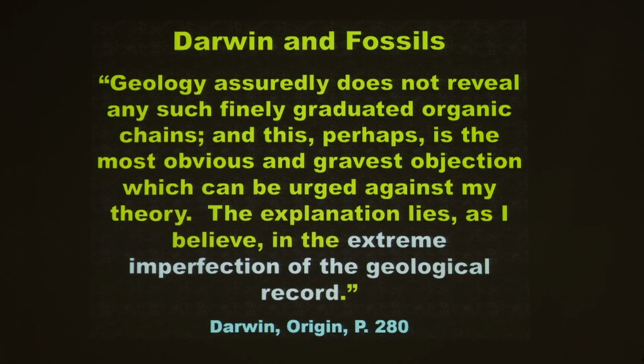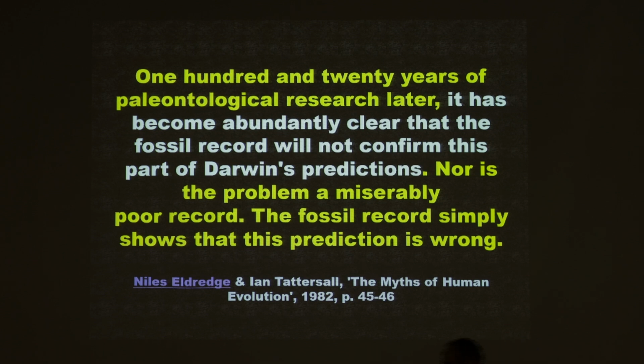eventually find them. Well, Niles Eldredge says, "120 years later of paleontological research, it has become abundantly clear that the fossil record will not confirm this part of Darwin's predictions. Nor is the problem a miserably poor record. The fossil record simply shows this prediction is wrong." It's been tallied that we now have in our museums and collections all over the world up to 1 billion fossil specimens. 1 billion fossils. No intermediate forms found.